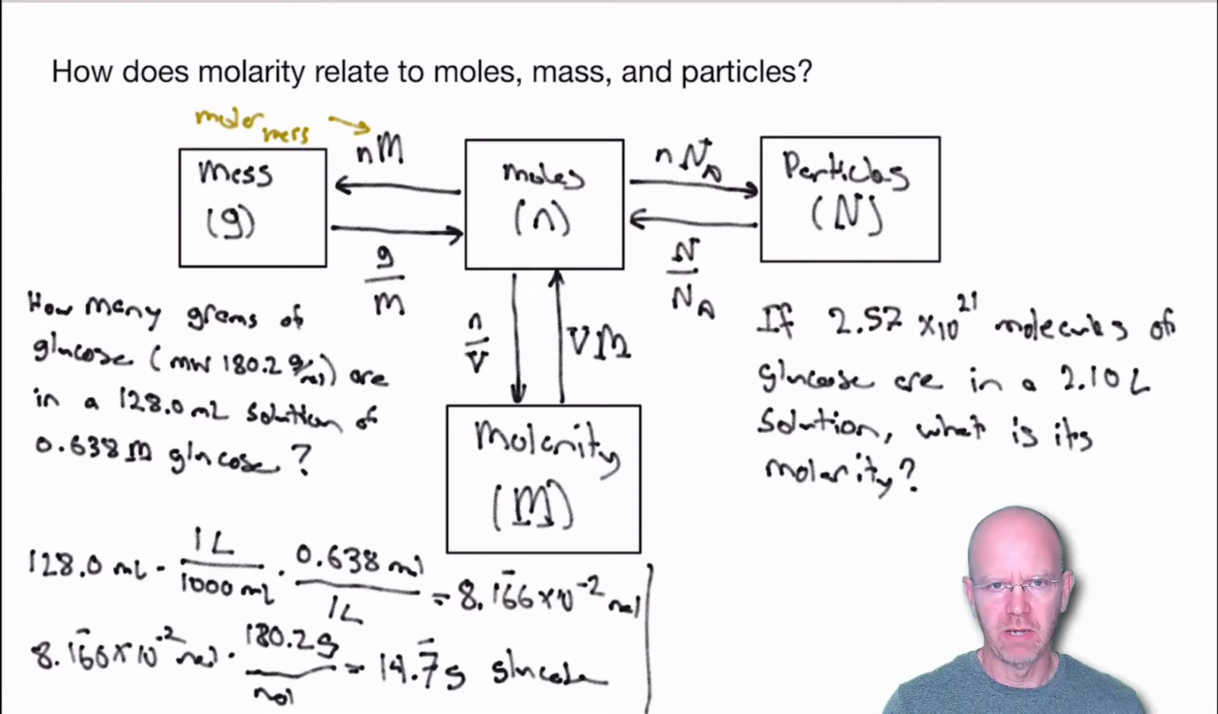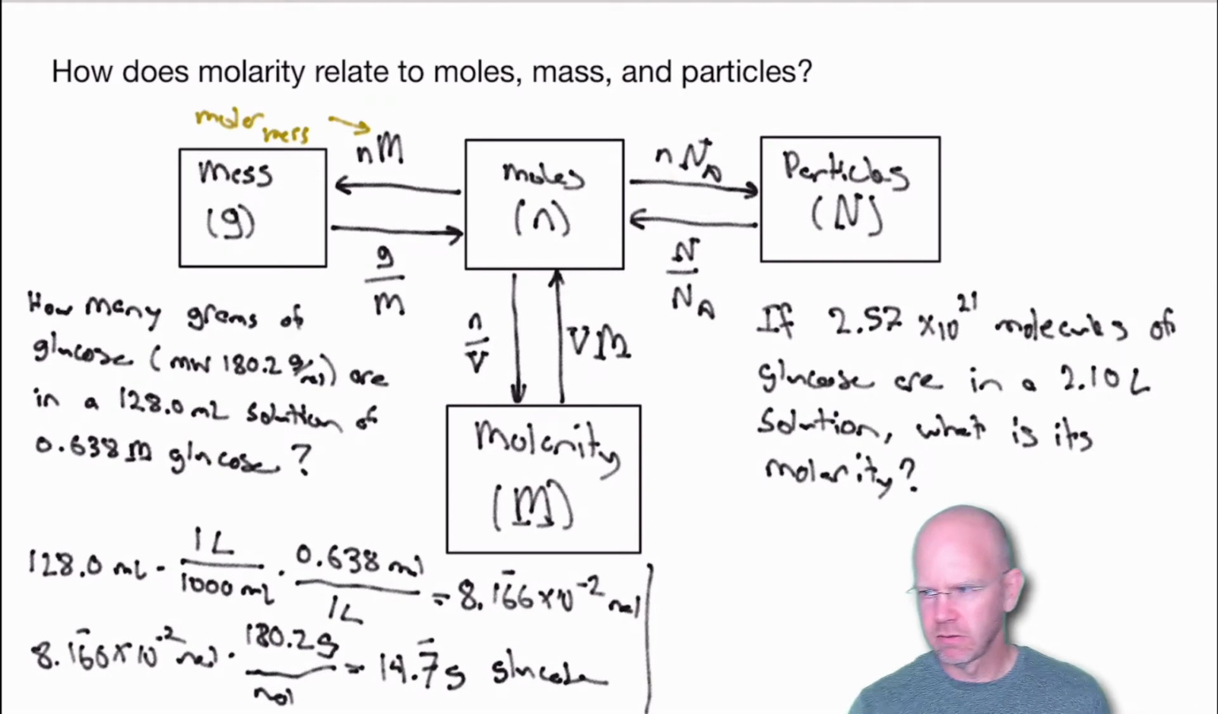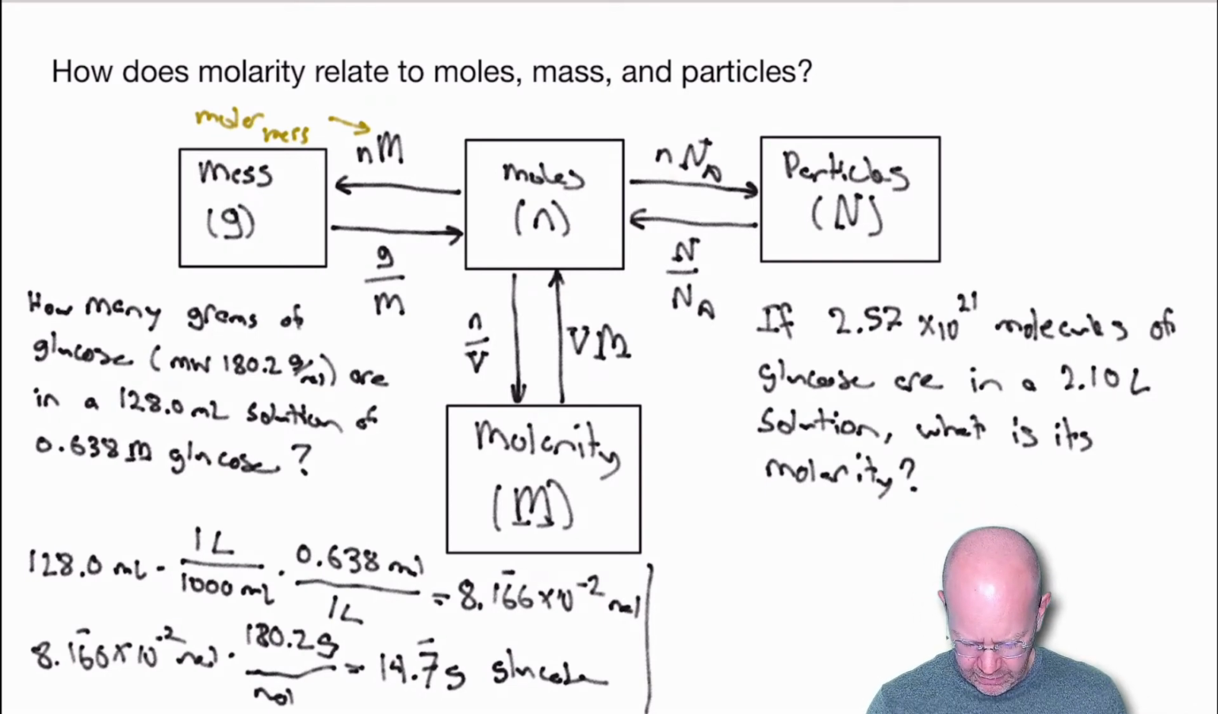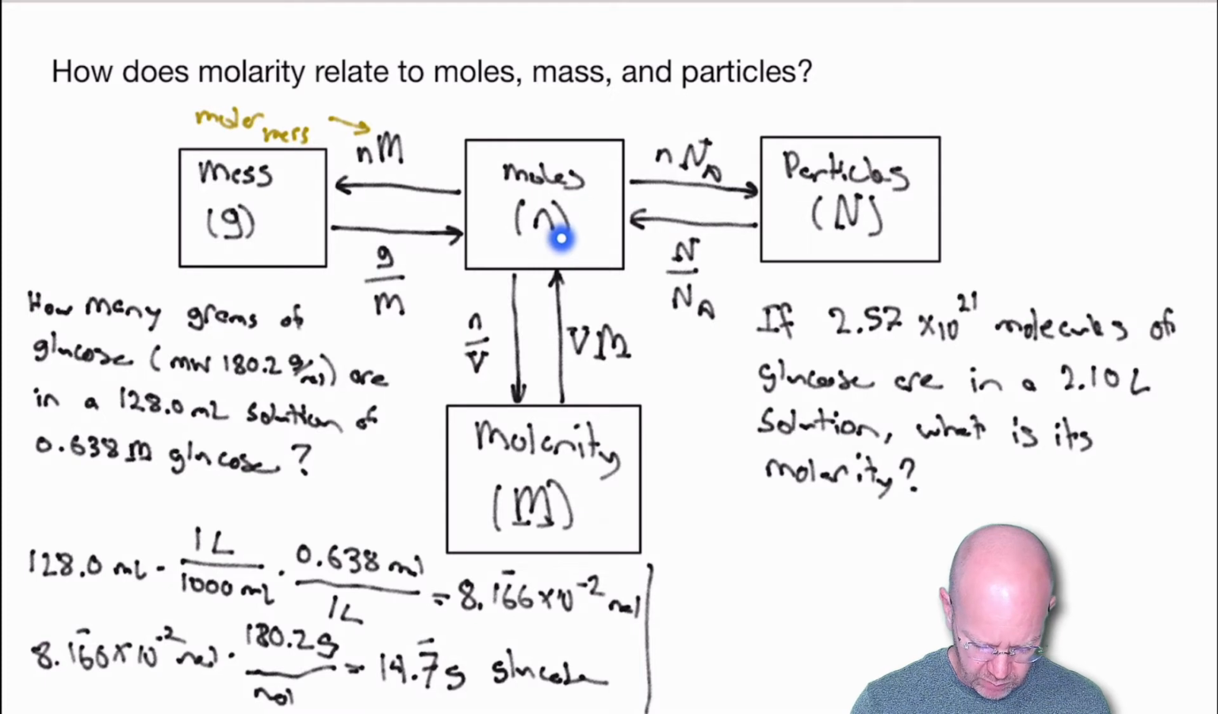This is a contrived academic example because rarely do you know the number of particles of something because there are just far too many particles for us to conceive of. But here we go. Let's do this sort of academic problem. If you had 2.57 times 10 to the 21st molecules of glucose that were in a 2.1 liter solution, what is its molarity? So this time we're starting over here. We know the number of particles, so we're going to use Avogadro's number. No, we're not. We're going to use the number of particles divided by Avogadro's number to move this direction to find the number of moles. And then once we know the number of moles, we can get to the molarity because we know the number of moles and we're given a volume of that solution, so we can use that trajectory.